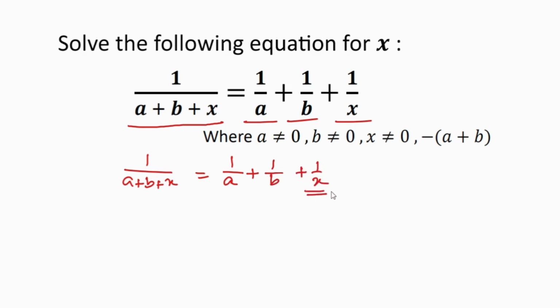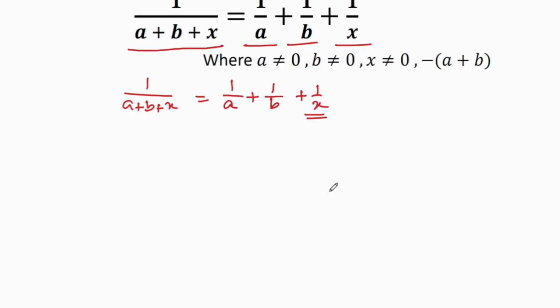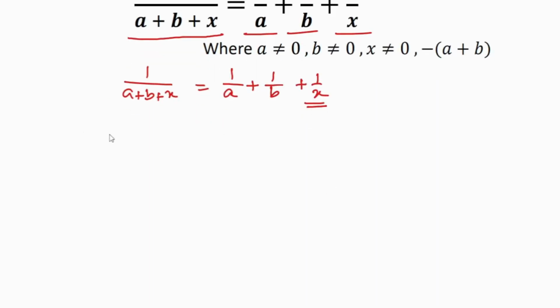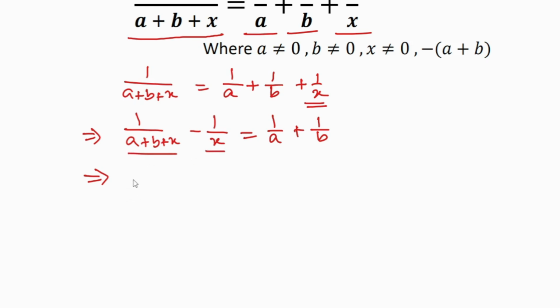Next, transfer the term 1/x to the left side. So what we get? 1/(a+b+x) - 1/x = 1/a + 1/b. Next, subtract on the left hand side and add on the right hand side. To subtract on the left hand side, we have to first find the LCM of the denominators.